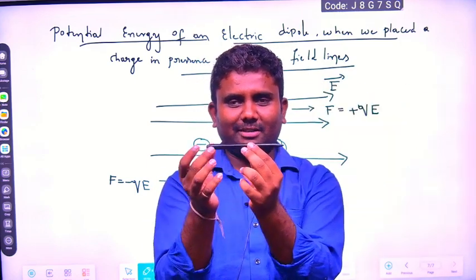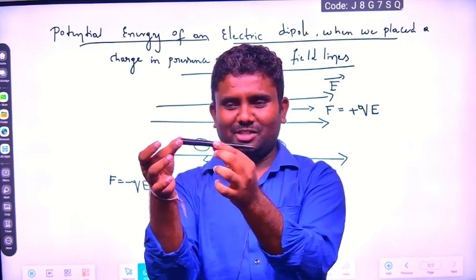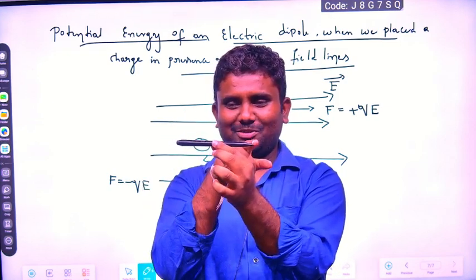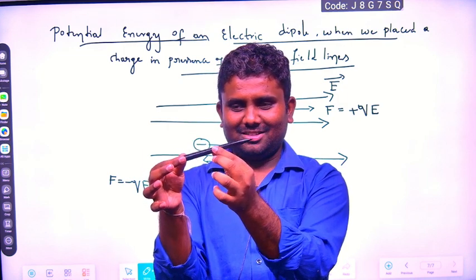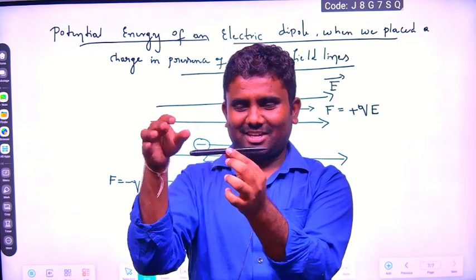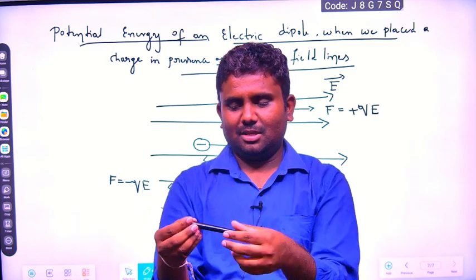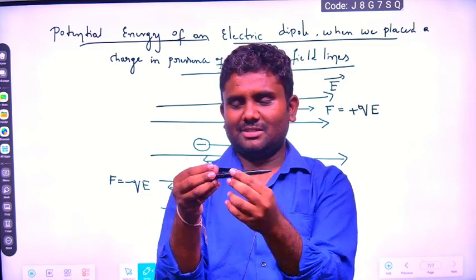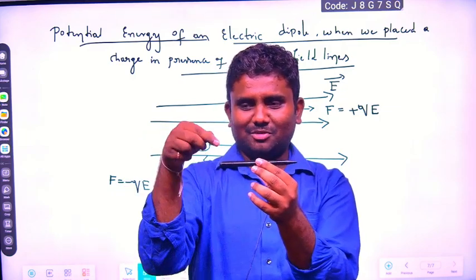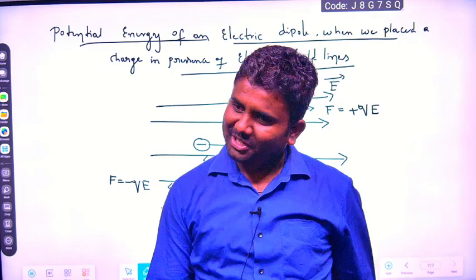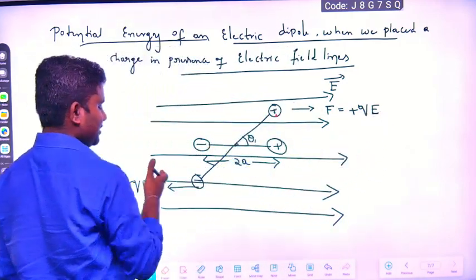Now how will it rotate? It will rotate like this. This positive charge will try to move this side, and this negative charge will try to move this side. So it will go like this and this will go like this. Now if the electric field is like this, this will move in this direction. Understood? That's why whenever it experiences a force this side, it experiences a force this side.